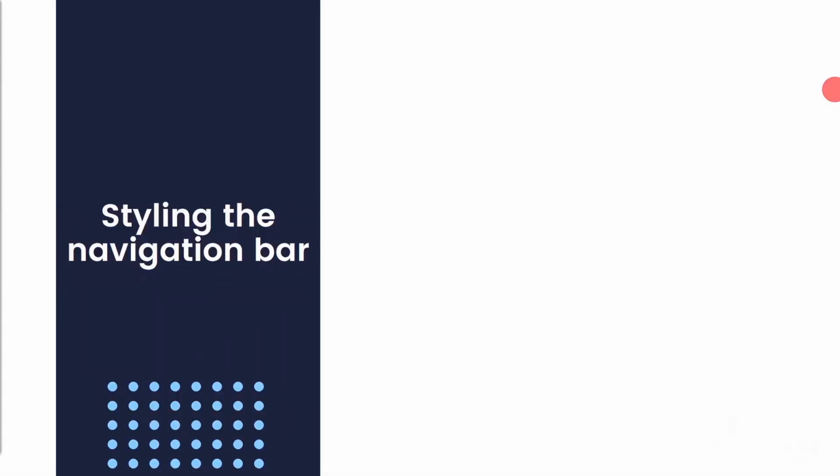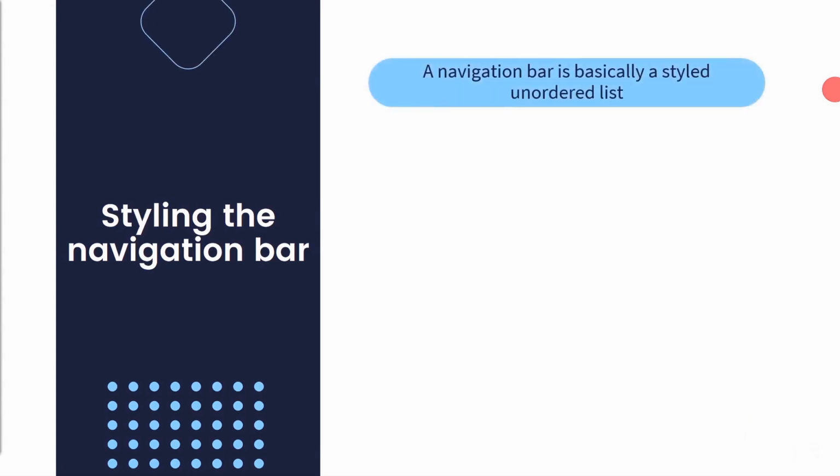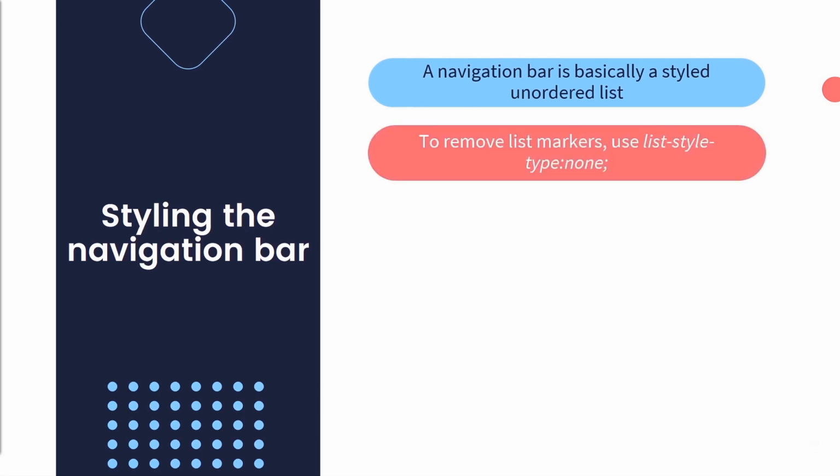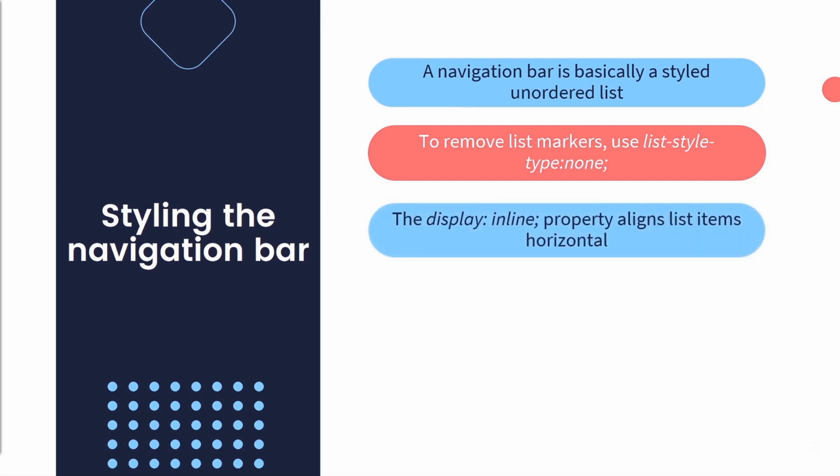Now, here are additional things we must consider when styling our navigation bar. First of all, a navigation bar is basically a styled unordered list accompanied by list items. Now, if you remember correctly, we house our list items inside of an unordered list or even an ordered list, if that is the case. So to remove the list markers, those disks that we were referring to earlier, we can simply call the list style type property again, and then set that equal to none. And that will essentially just remove any graphics or any predefined or default disk types that are associated with an unordered list. Next, we can also use the display inline property, and this aligns the items horizontally.